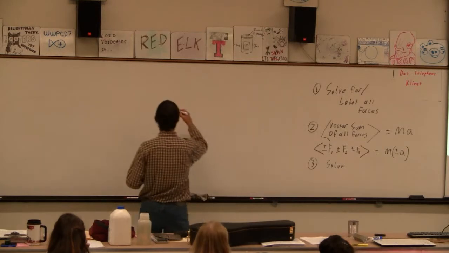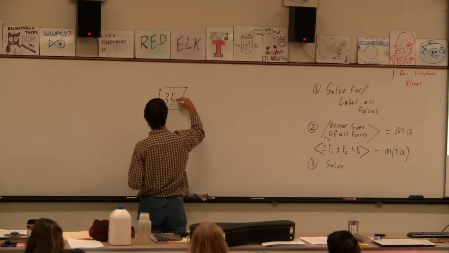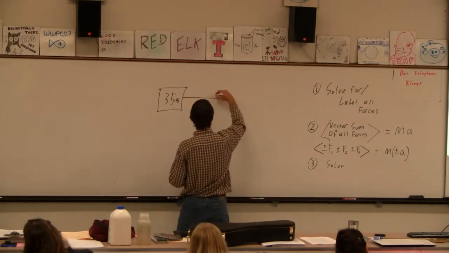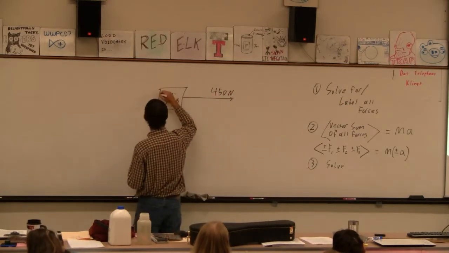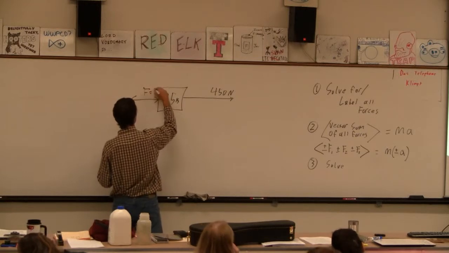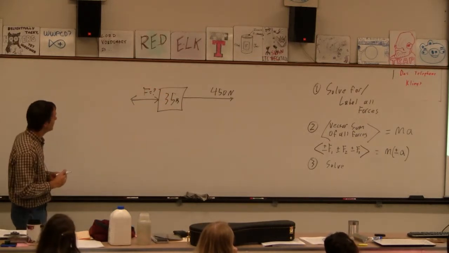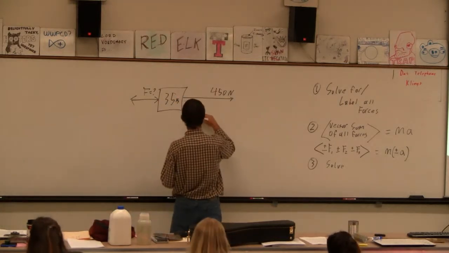So in this problem, we've got 35 kilograms. We've got a force of 450 newtons acting on it, but that is not the only force. There's a mystery force. I'm going to put it here. I'm going to say, I don't know which way it is. It's the mystery force. Could be to the right, could be to the left. Okay? And this thing is accelerating to the right.